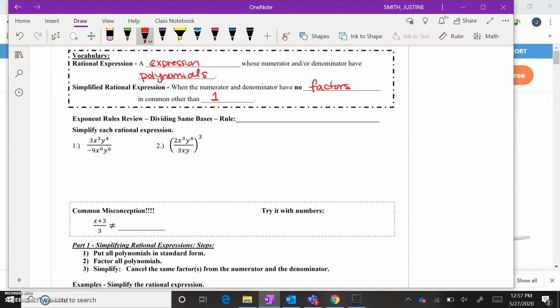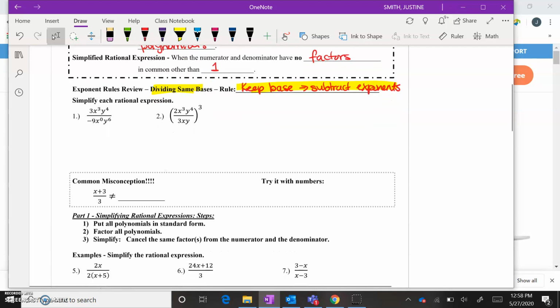Okay, so to do this, we do have to remember some of our exponent rules with division. So just as a quick review, when you're dividing exponents that have the same base, you keep the base and then you subtract your exponents. Okay, so we have to remember our exponent rule here with dividing. Okay, so again, quick review here.